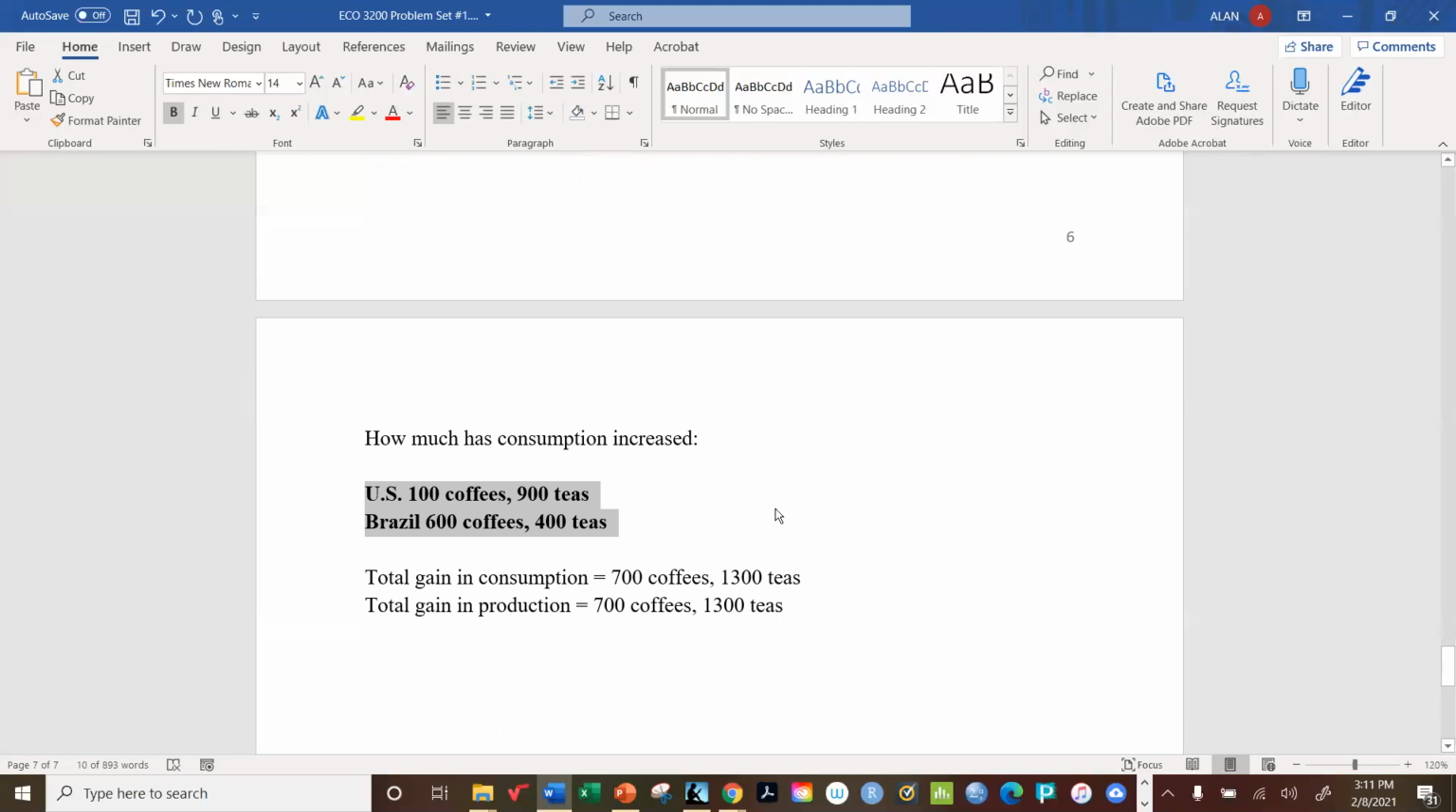Now, it's not necessarily the case that both countries benefit equally. You notice how Brazil gained more coffees than we did, but we gained more teas than they did. It doesn't matter. As long as both sides are better off than they were before, we're both benefiting from trade.